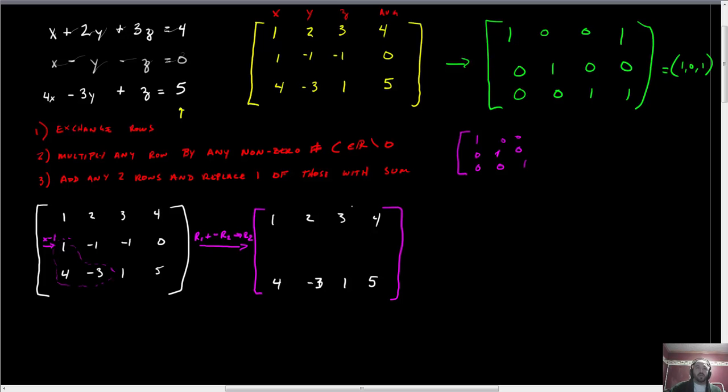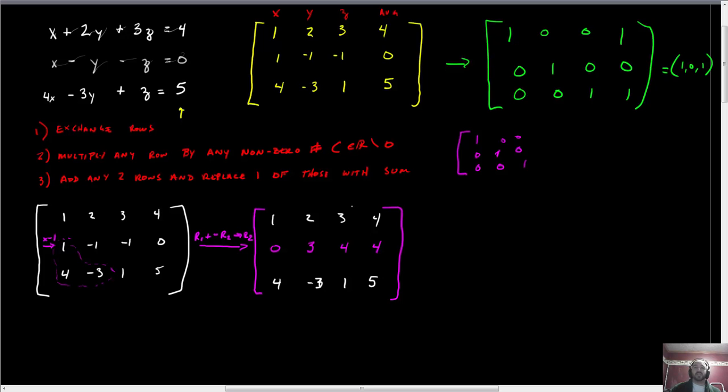Now I take -1 times 1 is -1 plus 1 is 0, so that becomes a 0. -1 times -1 is 1 plus 2 is 3. This is 3. -1 times -1 is 1 plus 3 is 4. -1 times 0 is 0 plus 4 is 4. And so that's what my new row 2 looks like.